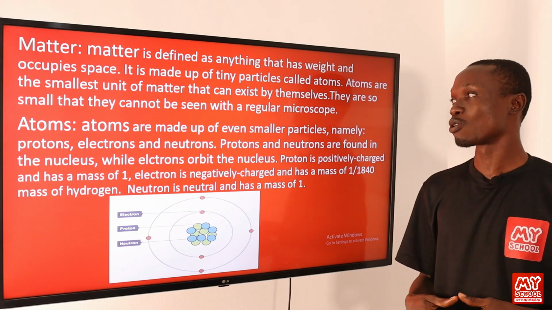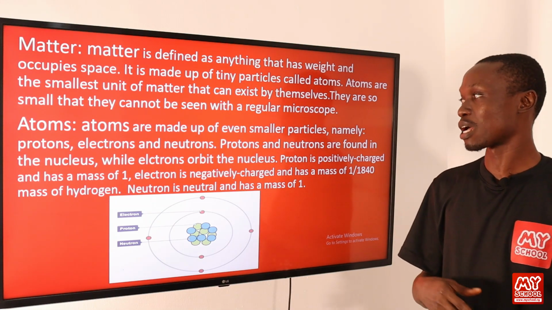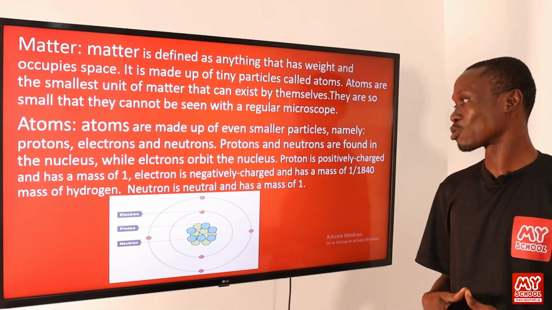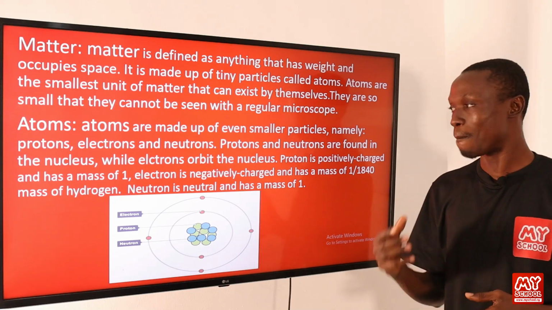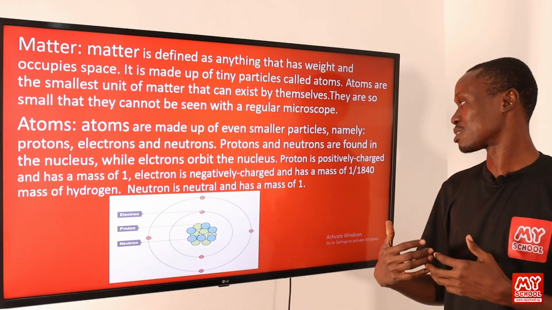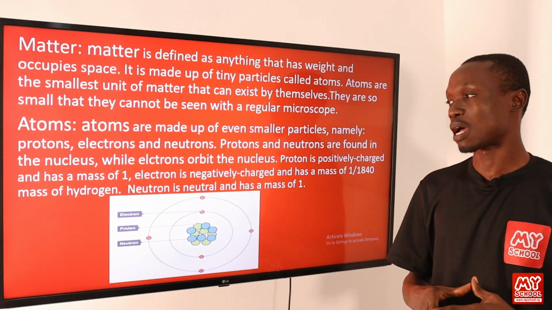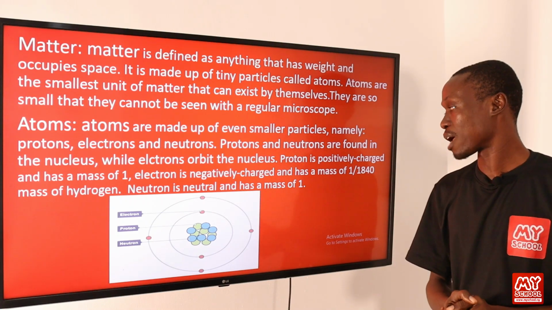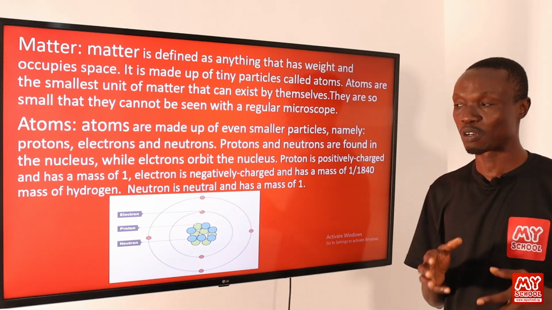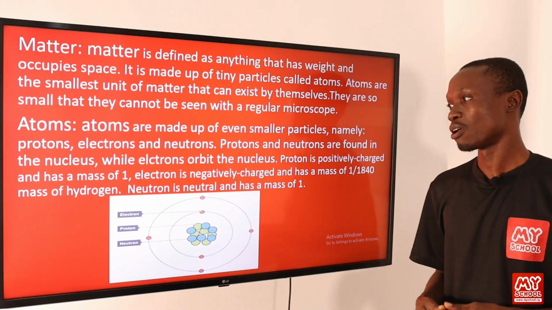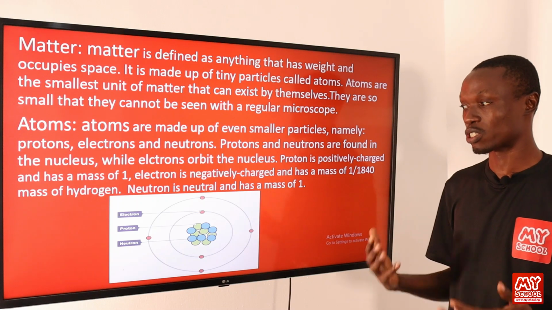Atoms are made up of even smaller particles, namely protons, electrons, and neutrons. Protons and neutrons are found in the nucleus of the atom, while the electrons orbit the nucleus. A proton is positively charged, as we all know, and it has a mass of 1. Electrons are negatively charged and have a mass of 1 over 1840 that of the mass of hydrogen. While a neutron is neutral and also has a mass of 1, just like the proton.